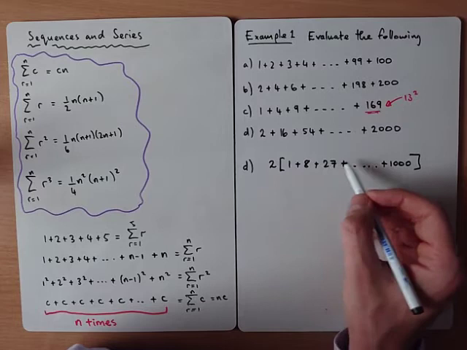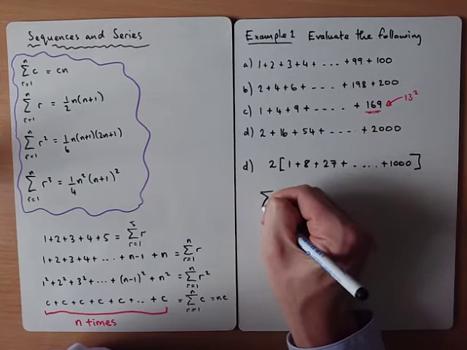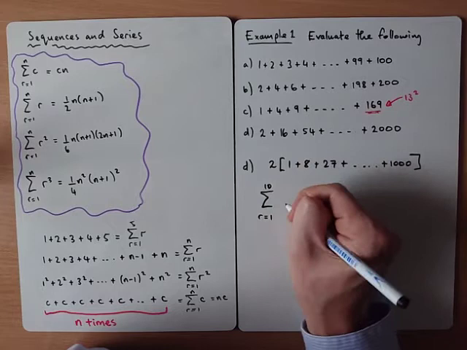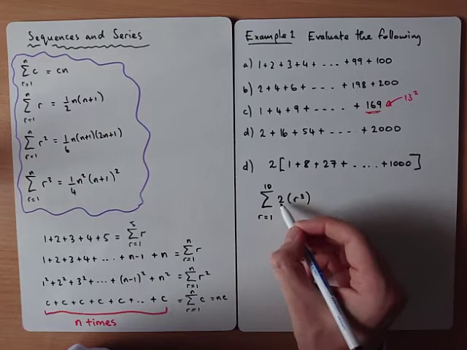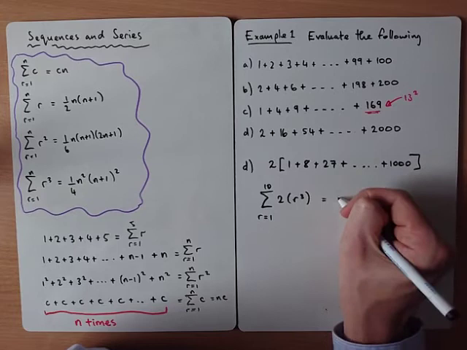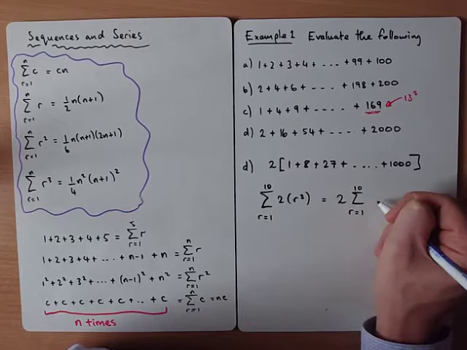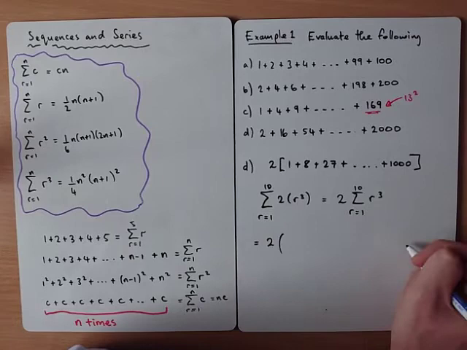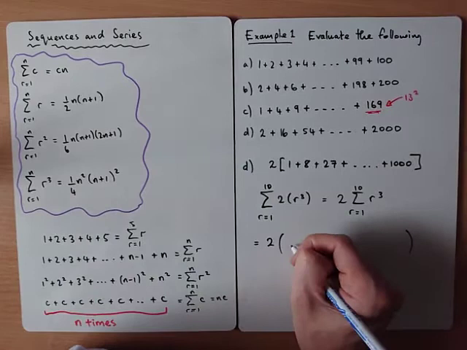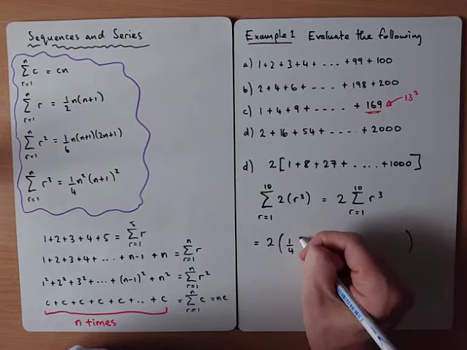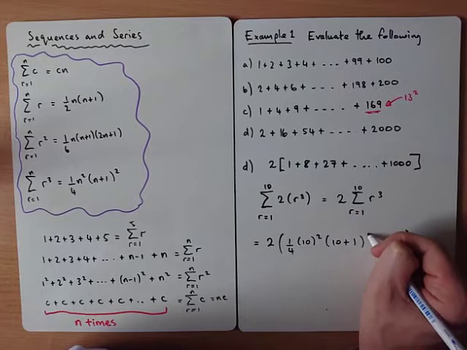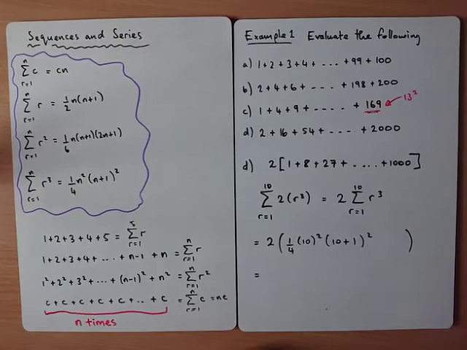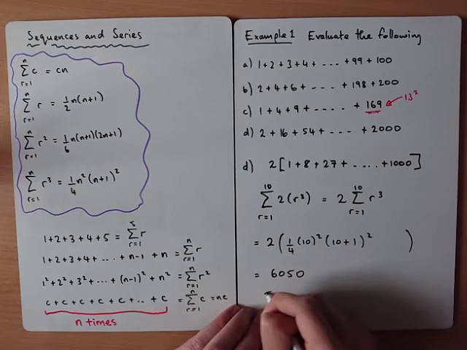So what we're doing here is the sum of the first 10, and 2 lots of the cube numbers, and there's 10 of those. So we can take the 2 outside, sum of the first 10 cube numbers. So that'd be 2 lots of the cube formula, which is 1/4 n squared, n plus 1 squared. n is 10, because there's 10 terms altogether. Let's see what we get. So I'm getting 6,050.